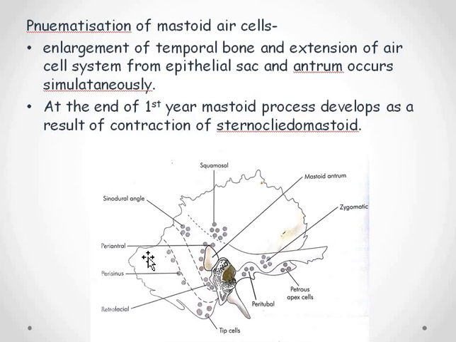These are the various cells you can see in the mastoid of the temporal bone. You can see there is a sinodural angle. There are the periantral cells, the perisinus cells, retrofacial cells, the tip cells, the peritubal cells, the petrous apex cells, zygomatic cells, the squamous cells, and sinodural cells.